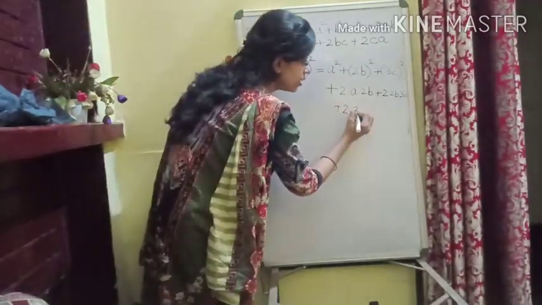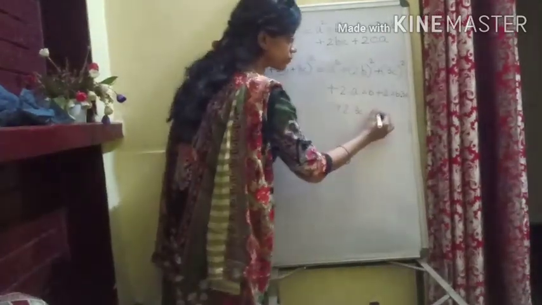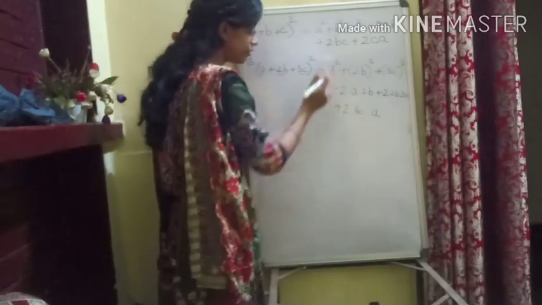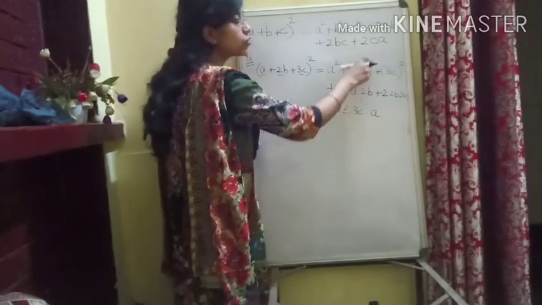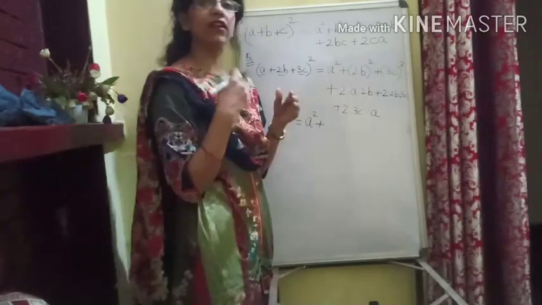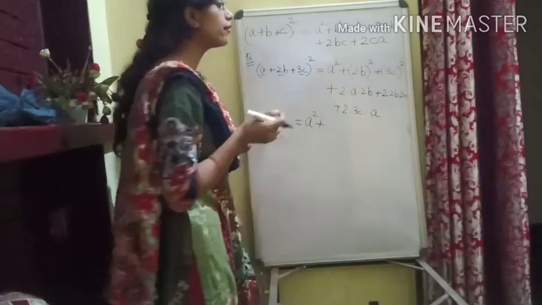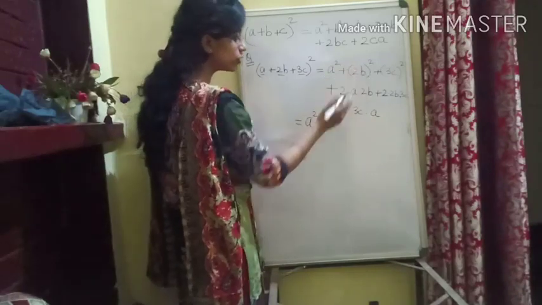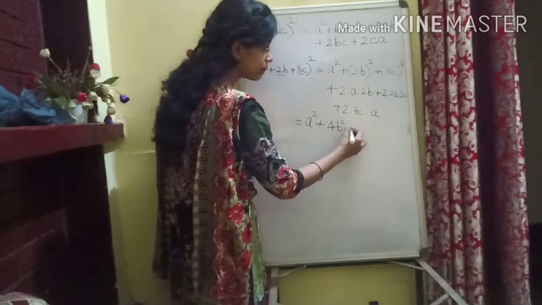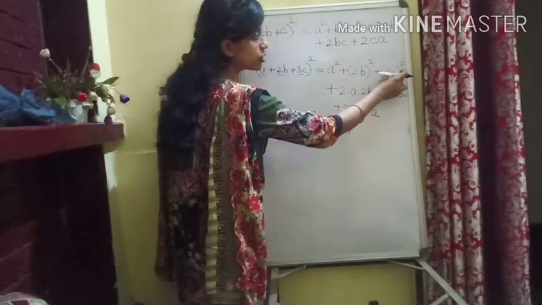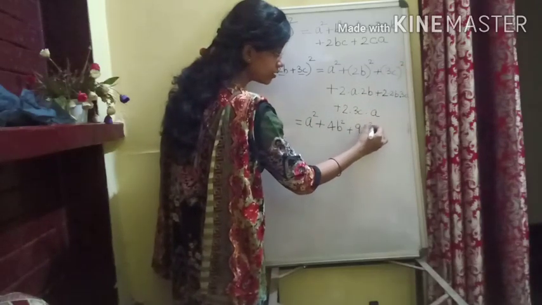It is 3c into what is at the place of a? We have a only. Okay. So here we have a square plus 2b square. Now here we have to square it, and when we are squaring a term we have to square the number as well as the variable. So what will be the square of 2? That will be 4. B square will be b square plus, now here 3c square, that is 9c square.